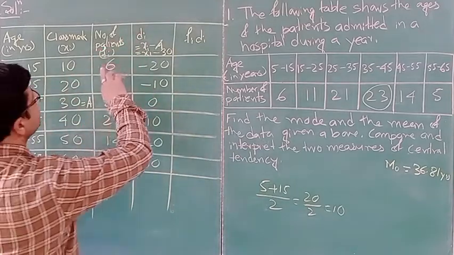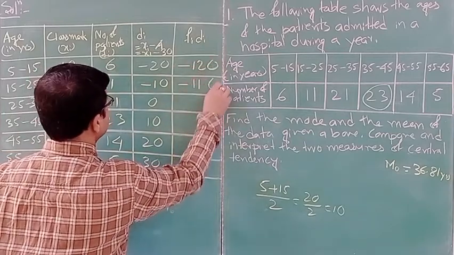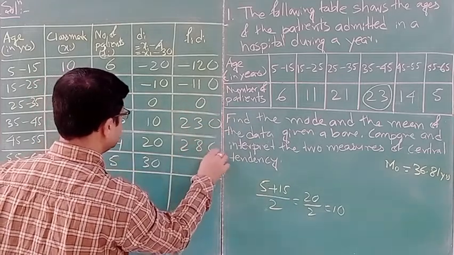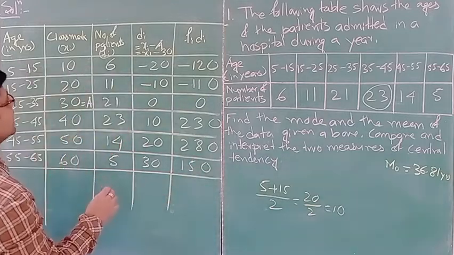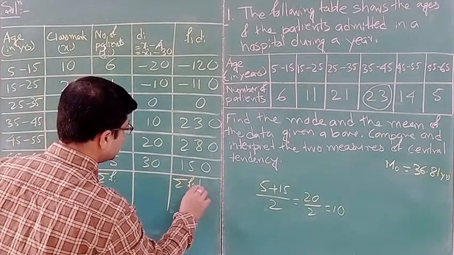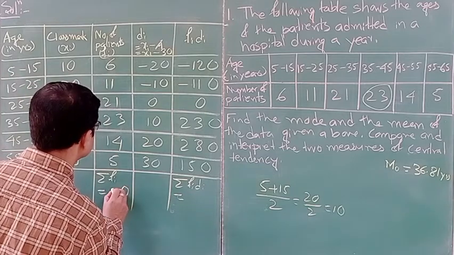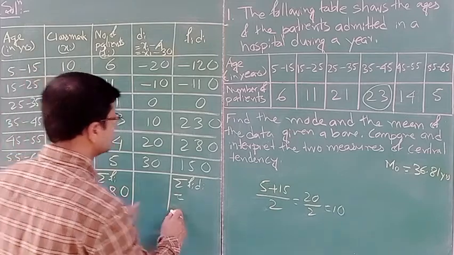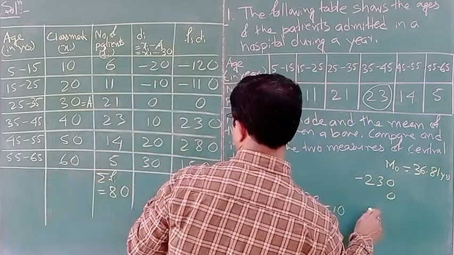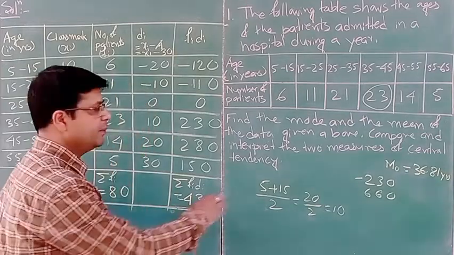Okay, now fi di. This is minus 120. This is minus 110. This is 0. This is 230, this is 280, this is 150. So let us find the summation of fi di. Let us calculate: 0, this 80, and here their sum is minus 230 and plus 430. Okay, now let us find the mean here.